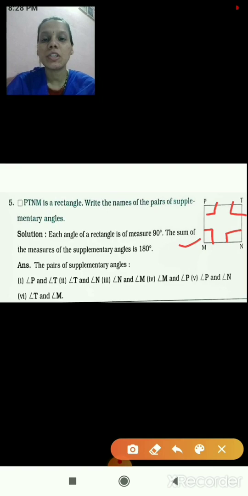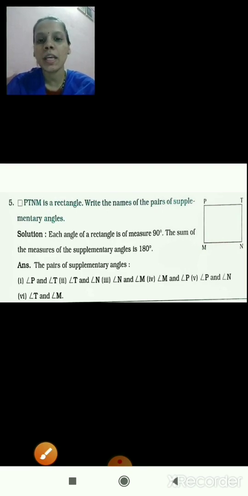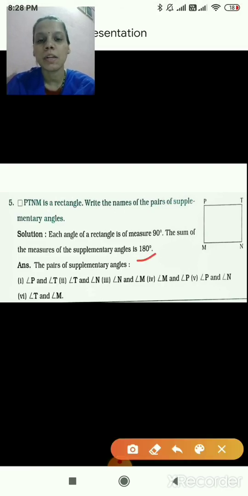The sum of the measures of supplementary angles is 180 degrees. What is the definition? If the sum of the measures of two angles is 180 degrees, then they are supplementary. Now we'll write down the names of the pairs of supplementary angles. So in the answer, as you can see here, these are the pairs of supplementary angles.